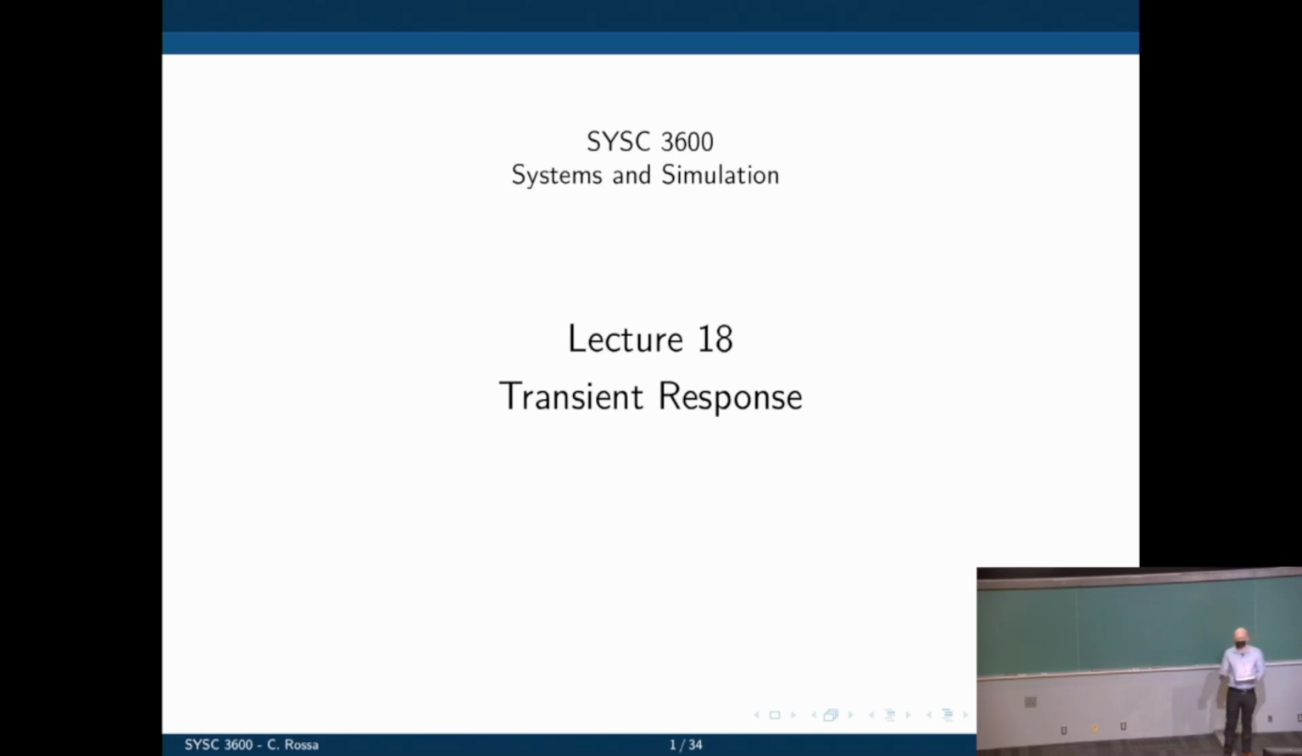How much overshoot do we see, how much time it takes to settle, and so on. So these are very important requirements when you design any sort of system. You want the system to react fast, and you probably have some constraints in terms of how much the system can overshoot. So that balance between overshoot and settling time, we can quantify using the metrics that we're going to see today. So this is lecture 18.